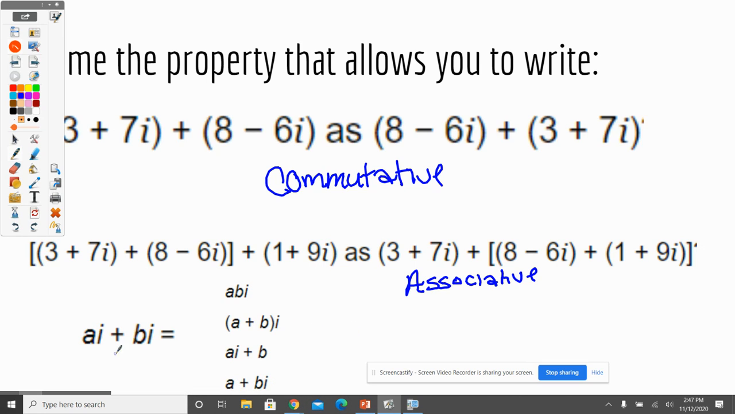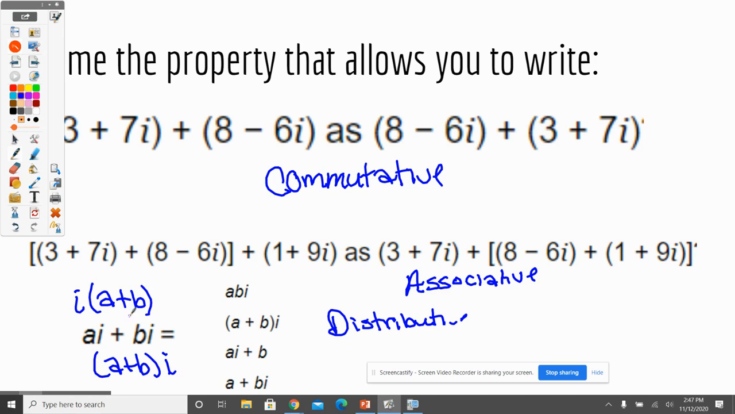Which one of these is the same as ai plus bi? Well, what you can do is backwards distribute this, like the distributive property. You can pull out the a plus b and then just leave the i afterwards. Or you can say that the i is like a common factor almost, and that's the a plus b. So that would be the distributive property.